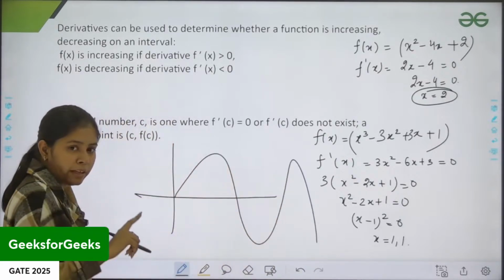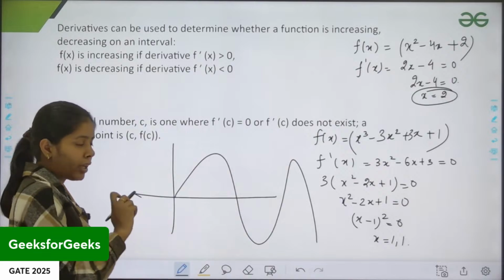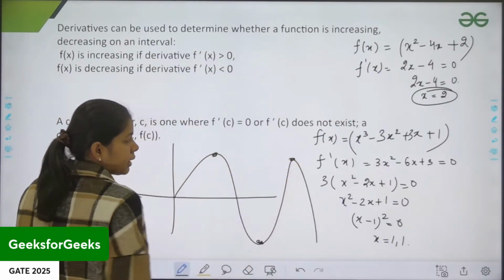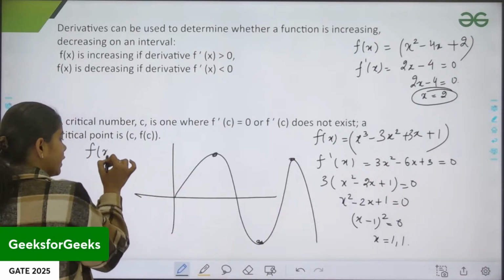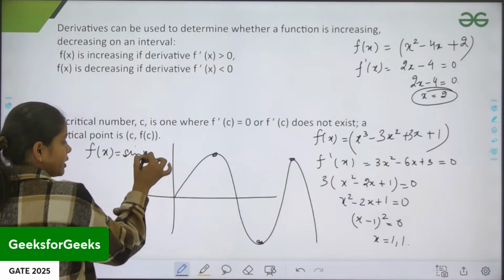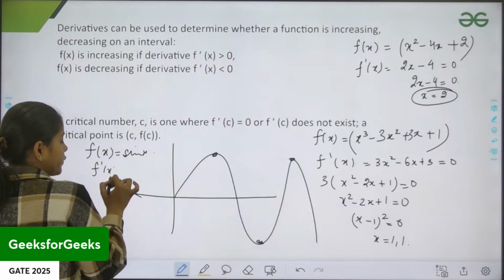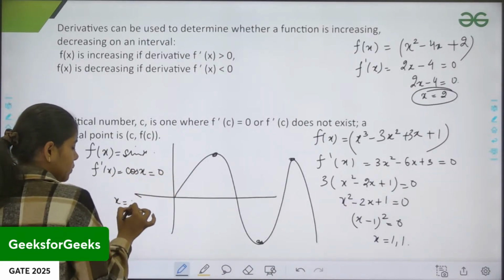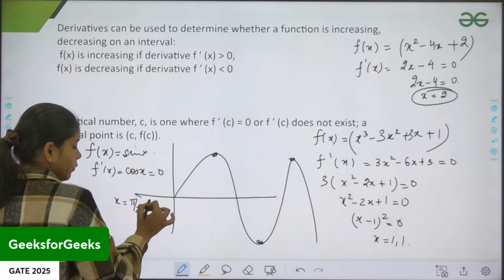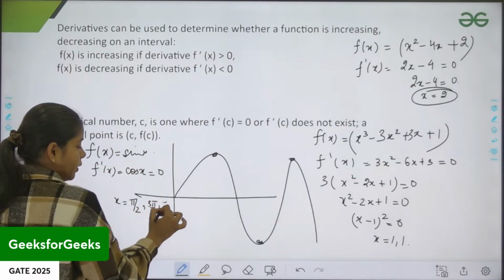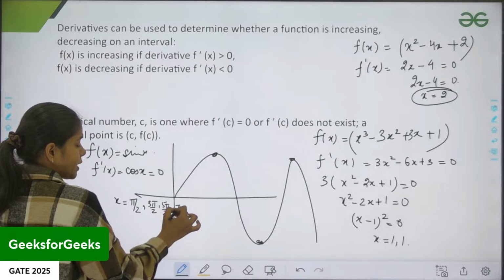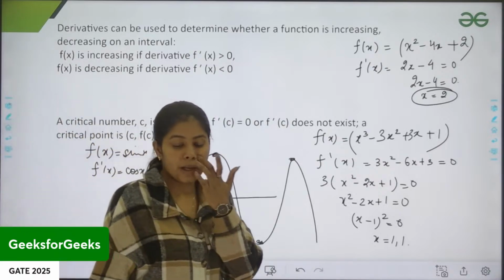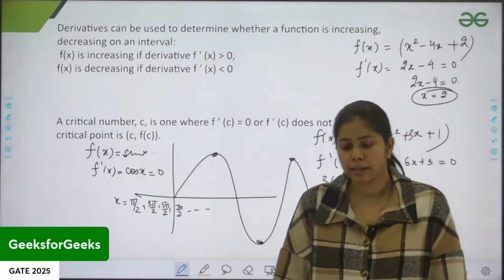So I told you that when increasing and decreasingness change, then we have a critical point. So we have a critical point here, we have a critical point here, we have this critical point here. So that means if I take f(x) equals sin x, what is the derivative of sin x? Derivative of sin x is cos x. I'll equate it with 0, and cos x is 0 at x equals pi by 2, and then we have 3 pi by 2, and then we have 5 pi by 2, then we have 7 pi by 2. So all these values, my cos x is 0. So all these values are my critical points, right?